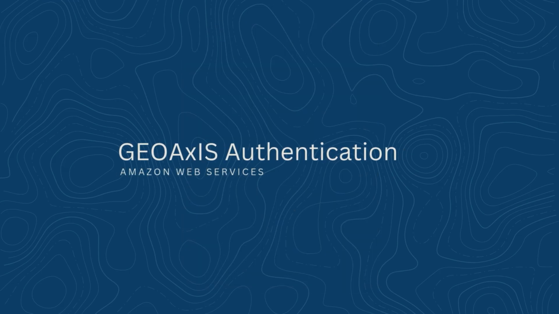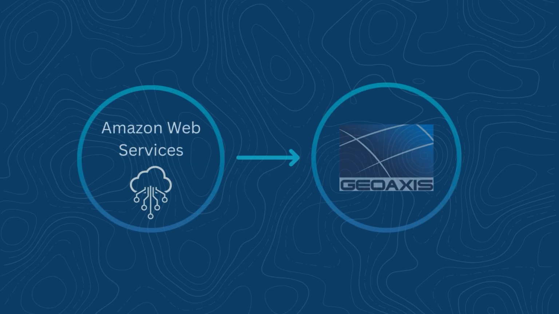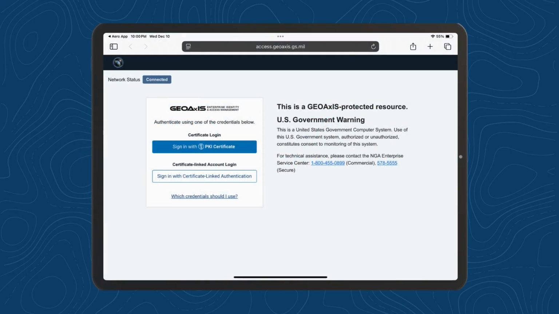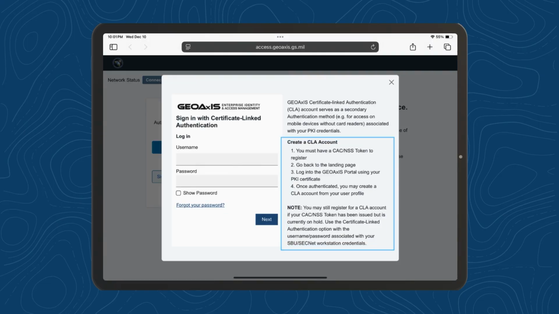Another way to authenticate and access Aero App data from the cloud is through GEOAxIS. You can authenticate using your certificate-linked account login. Certificate-linked authentication allows you to access GEOAxIS on your iPad using credentials associated with your PKI certificate. An initial setup is required. You must have a CACT or NSS token to complete registration, and you'll need to create a CLA account from your user profile. Once your CLA account is set up, you can use your CLA credentials to log into GEOAxIS on your iPad.